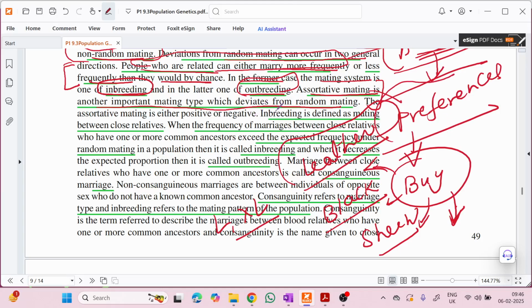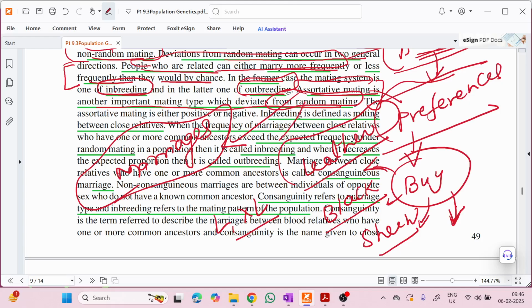In the same way, when we put preferences, when we have much more selective criteria to choose our mates, especially during marriages, this type of system is known as assortative mating. It also deviates from random mating, because random mating is the absence of preferences. So when there are preferences, it is obviously going to move away from random mating.